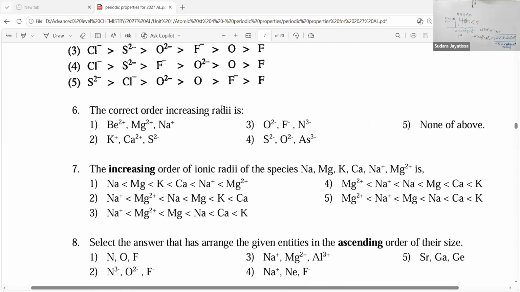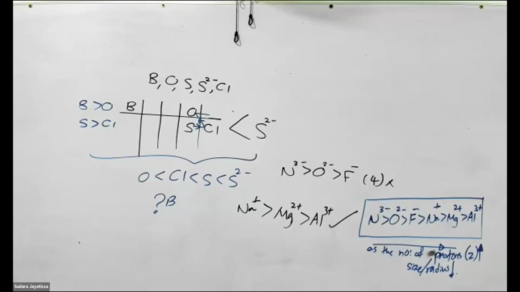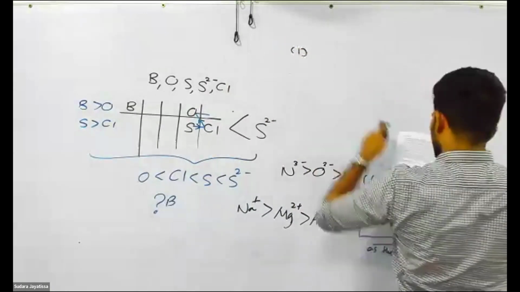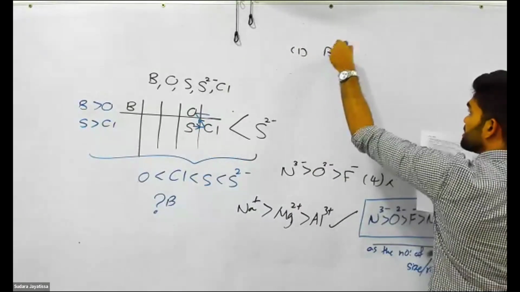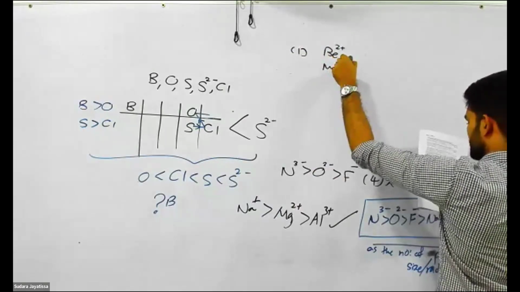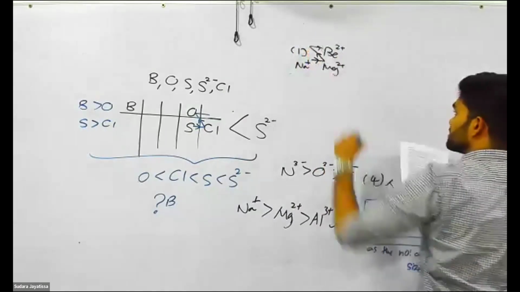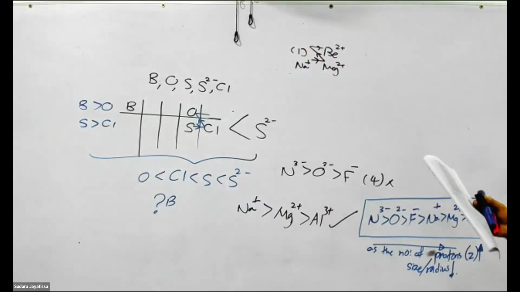Then go to the sixth question. Correct order of increasing radii. Beryllium 2 plus, magnesium 2 plus, sodium plus. First answer, is it correct? Beryllium 2 plus, beryllium, magnesium, then you have sodium. If you apply the mirror set, it tells you exactly in that way, that is correct.